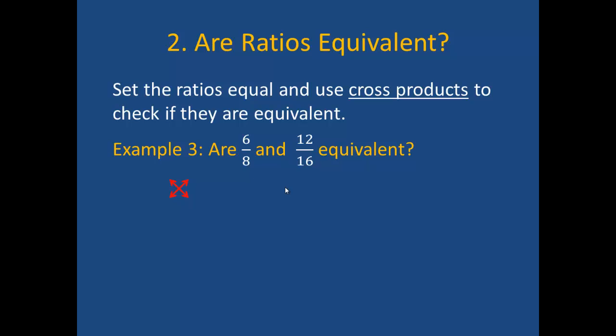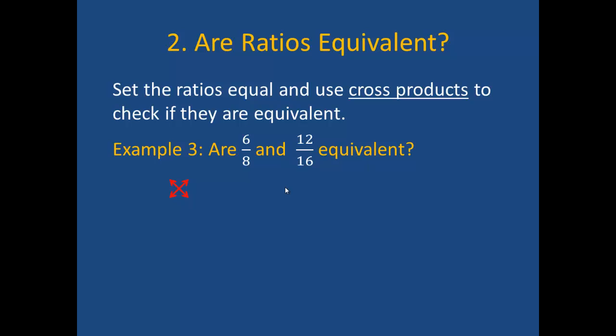Our second skill is to be able to determine whether or not ratios are equivalent. In order to do this, you set the ratios equal and you use cross products to check if they are equivalent. Students often refer to cross products as cross multiplying.